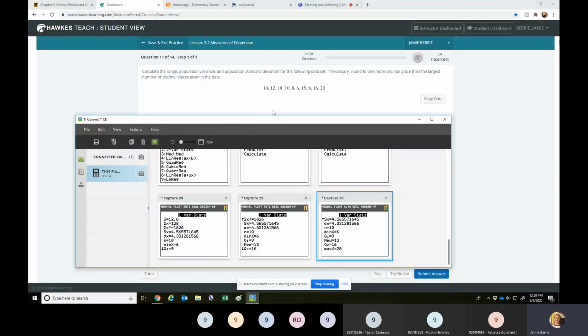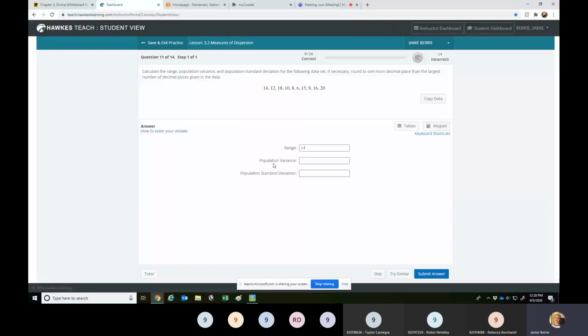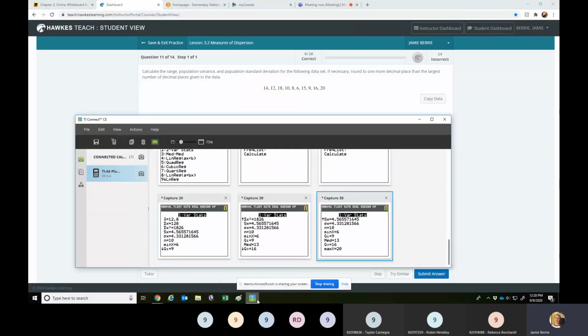But the part that we need right now is closer to the top. So the first thing it asks us to find, it says to find the population, very important that you note the wording here, population variance, and then the population standard deviation. All right, so scroll on up to the top. Please interrupt me if you need me to tell you anything about the calculator.